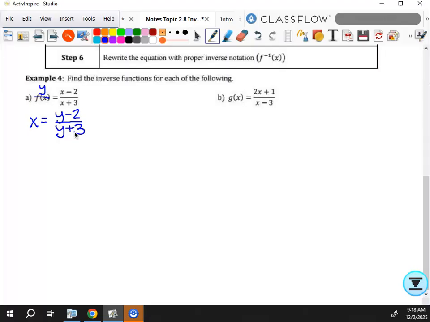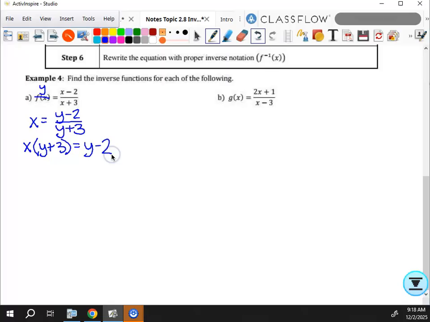Okay. I need to get y by itself, but I have 2 y's over there. Can I cancel those y's out? No, that would make no sense, right? But I would like to get rid of the denominator. So I can get rid of the denominator by multiplying both sides by the denominator, right? Denominator has more than one term, so I got to make sure I put it in parentheses. So this will give me x times (y plus 3) equals y minus 2.